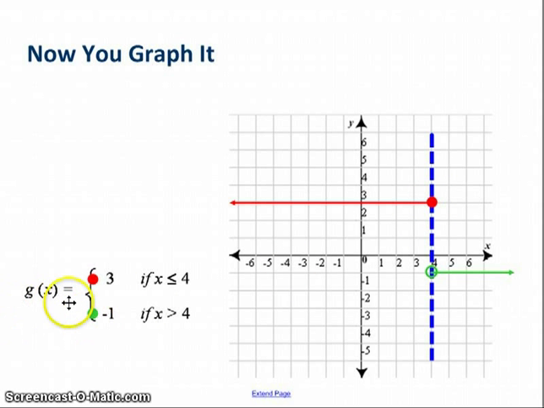And the second one, the green one, is where g of x, or in other words, y, is equal to negative 1. Again, this is the line y equals negative 1, but it has to be, as this says, based on the domain, has to be to the right of 4.